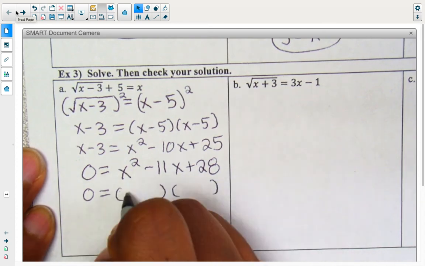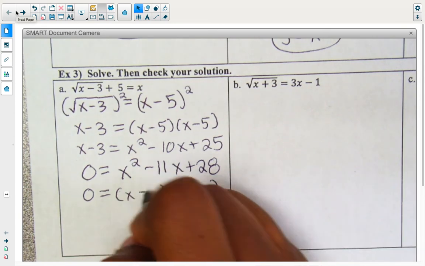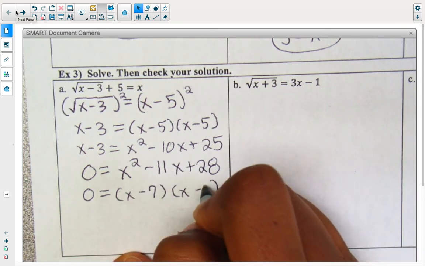So we did factoring a couple weeks ago. You have that foldable or a chart or something to hopefully help you with your factoring. We need to think of 2 numbers that multiply to give me 28, add to give me negative 11. Again, multiplies to give me 28, adds to give me negative 11. Those numbers are negative 7 and negative 4.